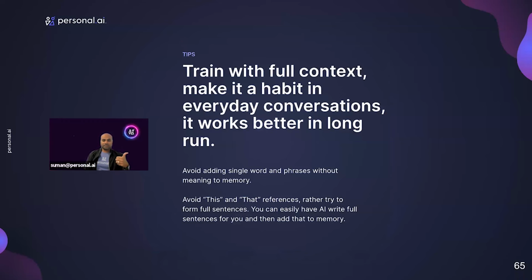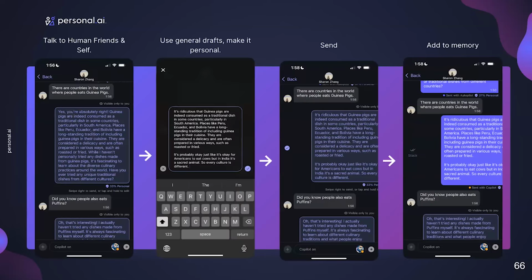Train with the full context, make it a habit in everyday conversations. It works better in the long run. Try to avoid this and that references. Try to replace this and that with actual context, so that it makes meaningful sense for whatever you're typing.